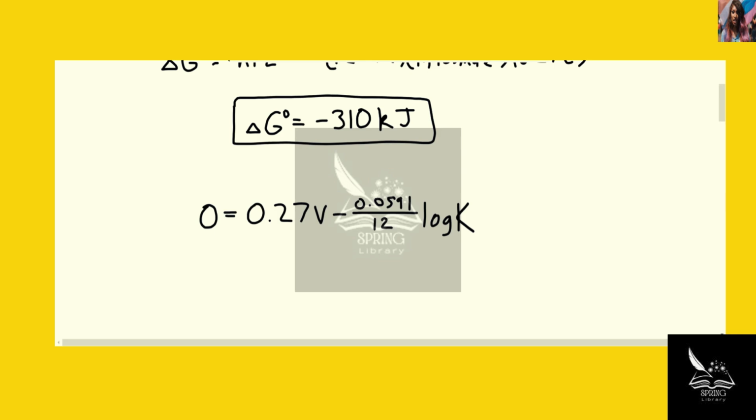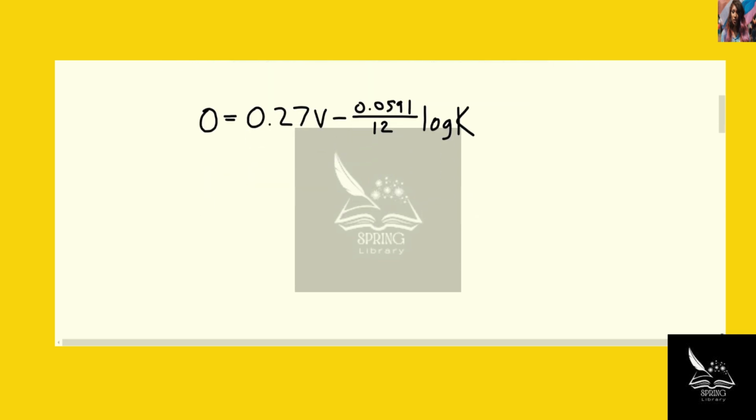Now we rearrange this equation and solve for K, and we should get K to be equal to about 6.6 times 10 to the power of 54.